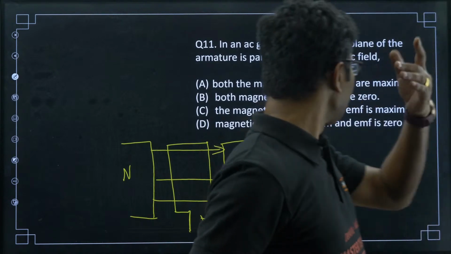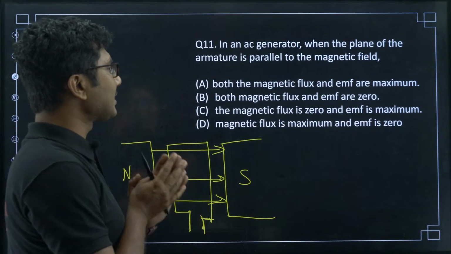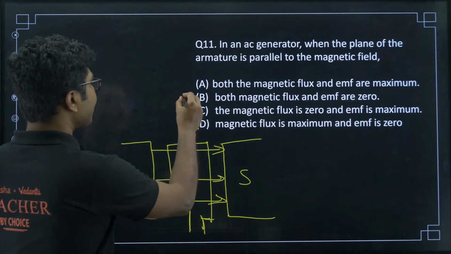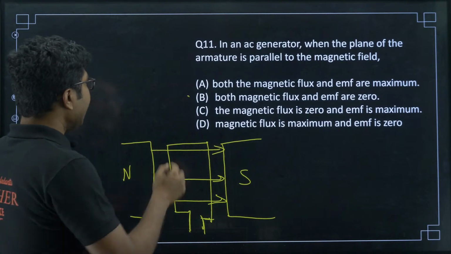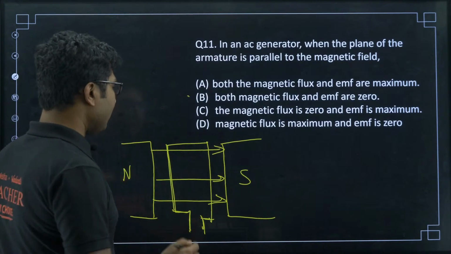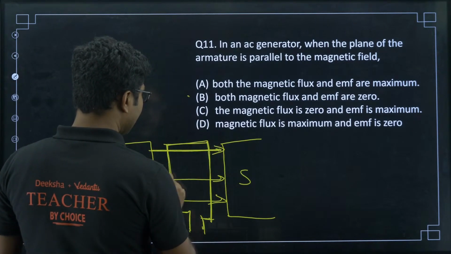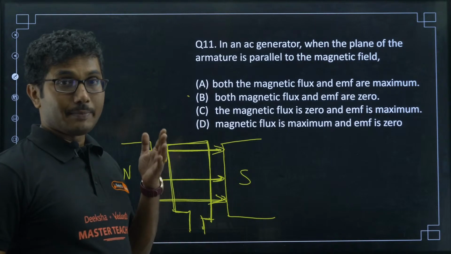Shagupta is saying 11B. Both magnetic flux and EMF are 0. Okay, so this is one option. So, if you see, magnetic flux is 0, no doubt about it. So, magnetic flux is 0, why? Because the magnetic field lines are not crossing this plane perpendicular, okay.